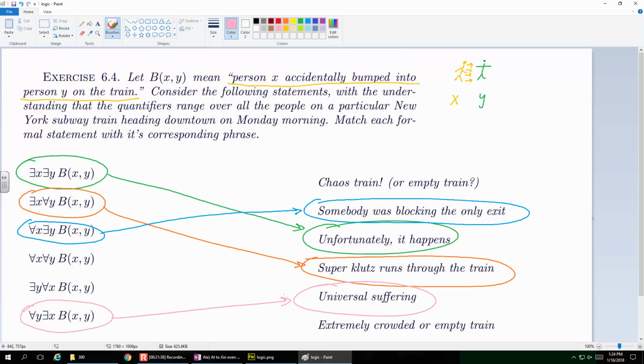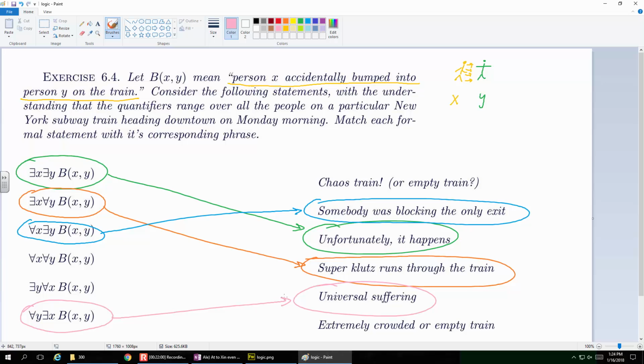We have still two left, and so what is the difference? The one is that number 4 seems to be so obvious, where everybody's bumped into everybody. I think it is chaos train. Extremely crowded or empty train. So the possibility that the train is empty certainly should be kept in mind.